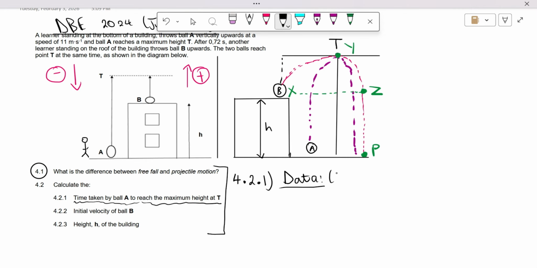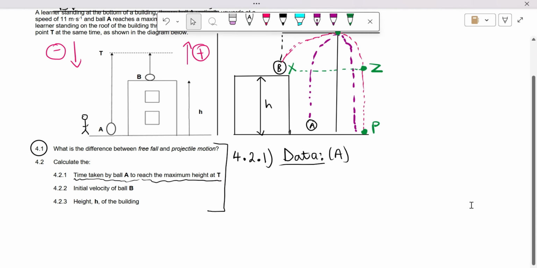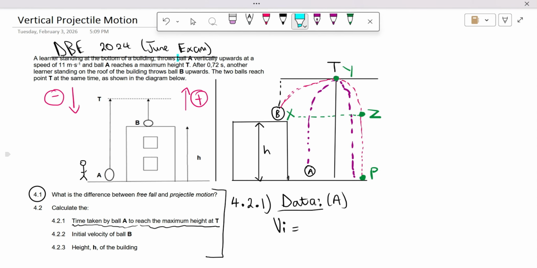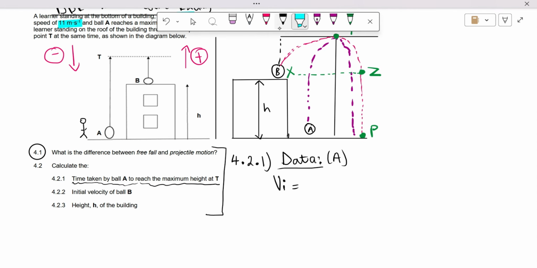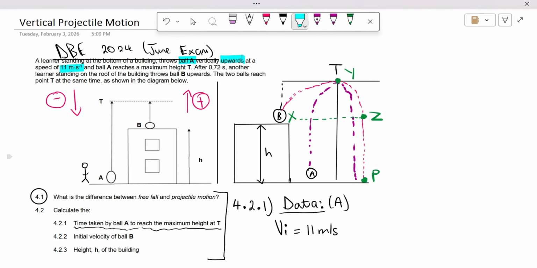So my data is going to be for ball A. Remember, I'm trying to calculate some information for ball A. Now I want information for ball A from when it started from the ground all the way to the height at T, right? So we start there. What is the initial velocity of ball A? Well, I know that the initial velocity of A was given to me in the statement right over there. They say the ball A is thrown vertically upwards at 11 meters per second, right? So I know that's going to be 11 meters per second. Okay. Is it positive or negative? It's positive. Why? Because I chose upwards as positive, and they did say that it was thrown vertically upwards, right?